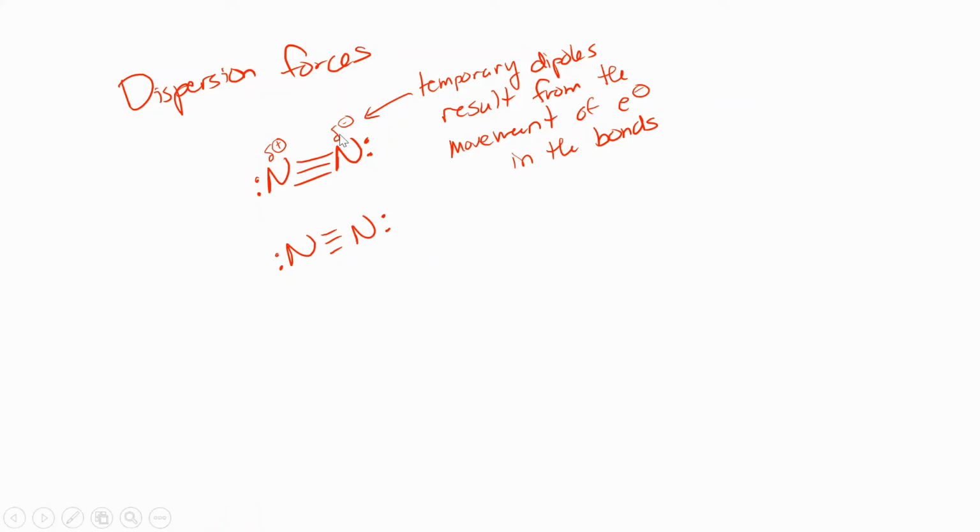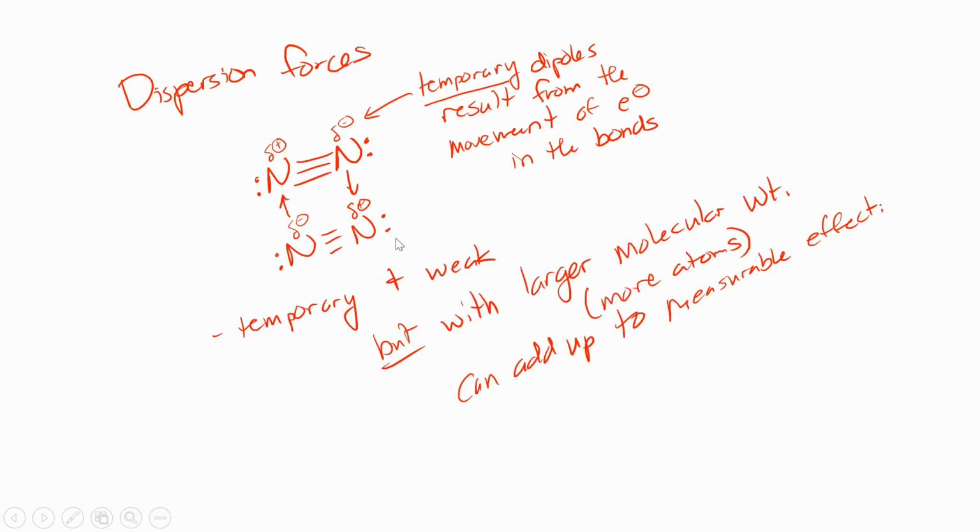Right? And of course, what happens is that when you have a delta minus here, this nitrogen is going to try to become delta plus in order to attract that negative charge. And this nitrogen will try to become delta minus. It'll pull a little bit of electrons toward itself to attract this delta plus. Right? And this only lasts as long as this temporary dipole. So as soon as the electrons re-equilibrate and become more equally shared, these dispersion forces go away. So they're temporary and they're weak.